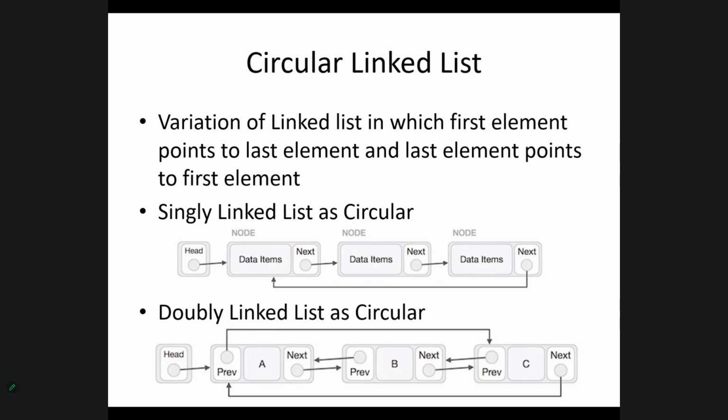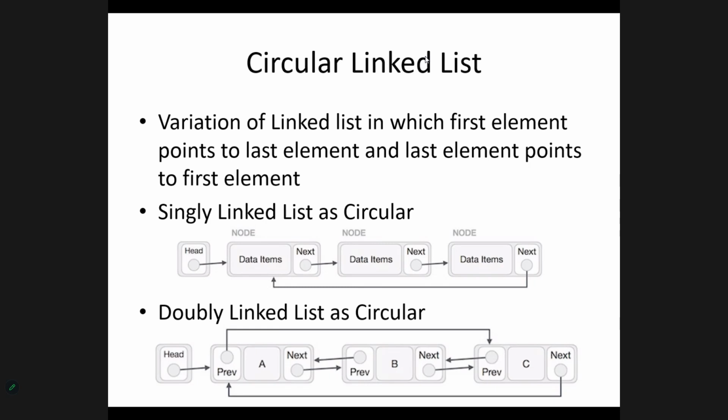So in circular linked list, there are two types. One is singly linked list as a circular. The other one we call doubly linked list as circular. So the difference, I think you can understand. In doubly linked list, you can move forward and backward. But in single linked list, you can move backward only at the last node, right?